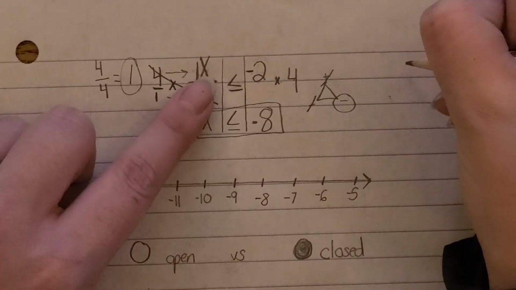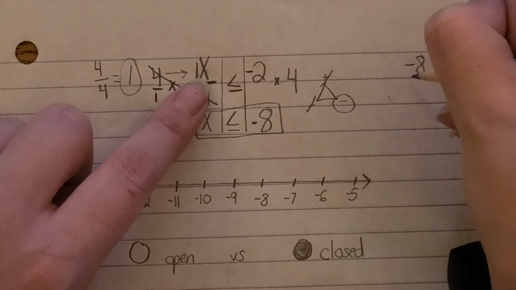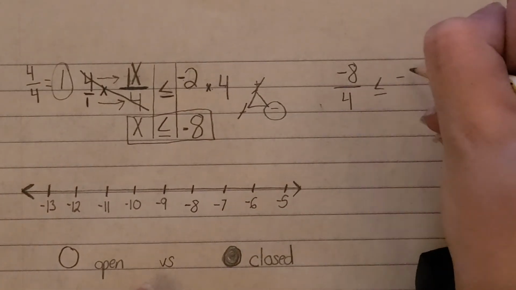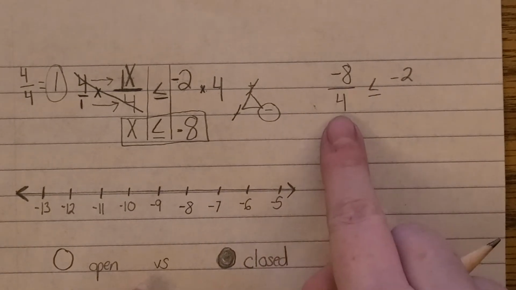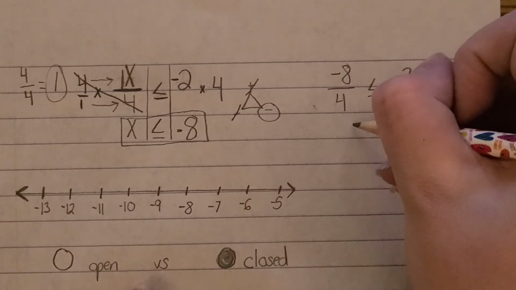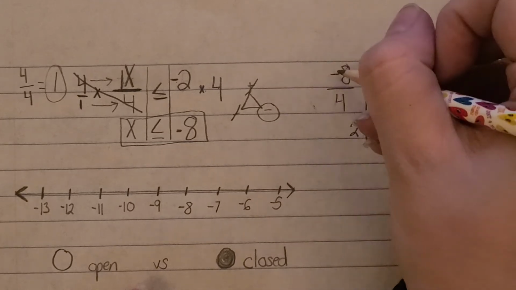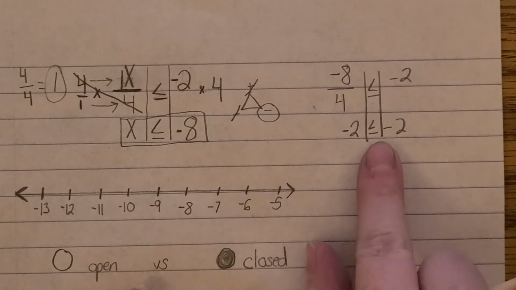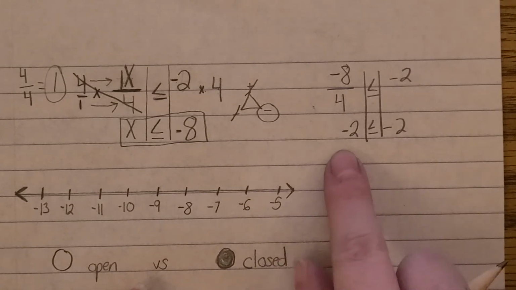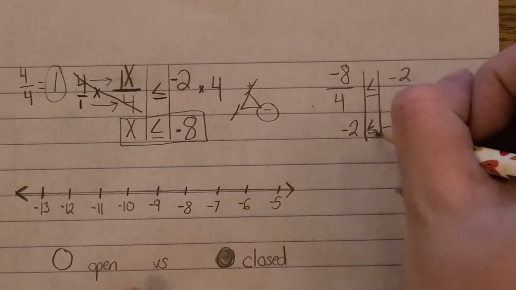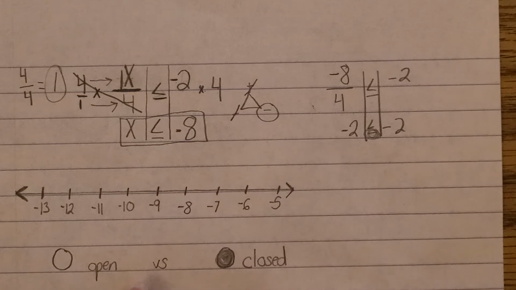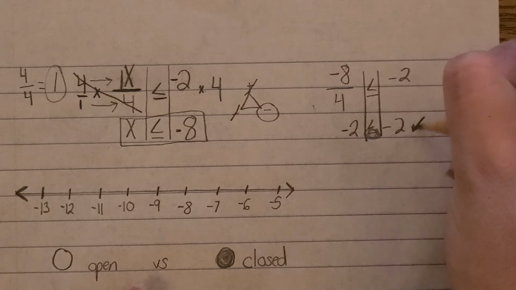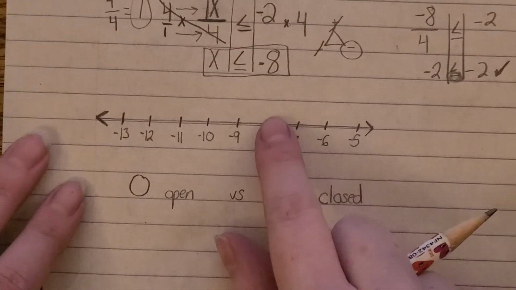So let's double check. Our original was x on top, so I'm going to write negative 8 on top, divided by 4, is less than or equal to negative 2. So let's check it. What is negative 8 divided by 4? Well, 8 divided by 4 is 2, and a negative divided by a positive is still negative. So is negative 2 less than or equal to negative 2? True? Yeah, because we have that or equal to piece. Negative 2 is or equal to negative 2. This still works. So this is right.